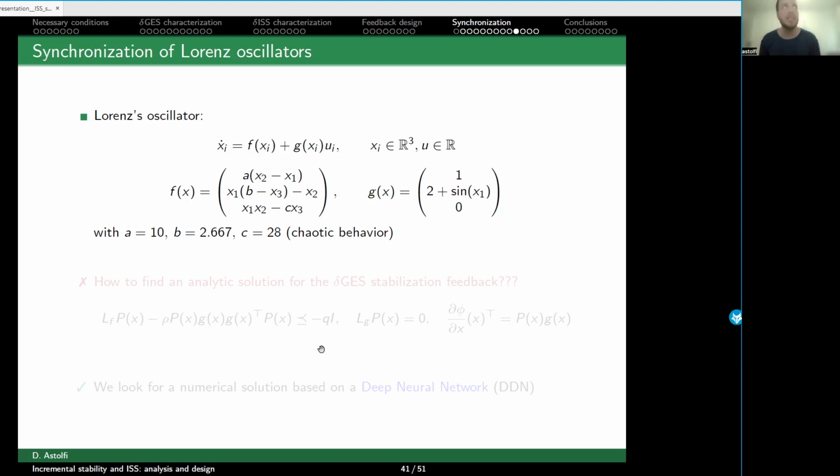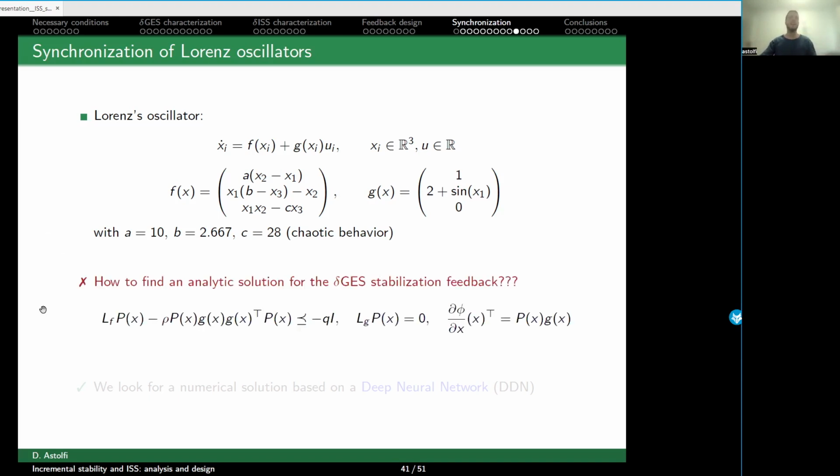In this example, we considered some Lorenz oscillators, so chaotic behavior, with an input u that enters with some trigonometric function. Of course, if you want to find an analytic solution for the inequality that I gave you before, that gives you the feedback that solves the synchronization problem, this is very complicated because you have a PDE in which polynomial and trigonometric functions appear, and I don't even know whether a solution actually exists or not. However, we look for a numerical solution based on a deep neural network approach.